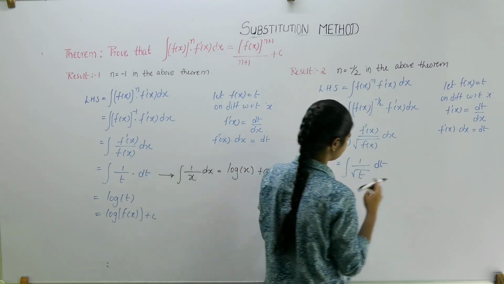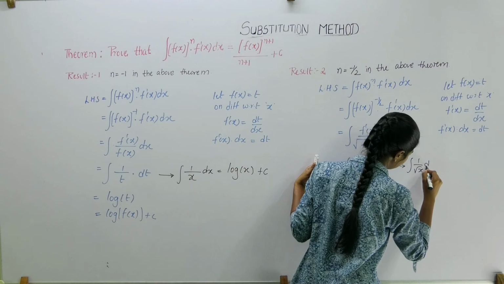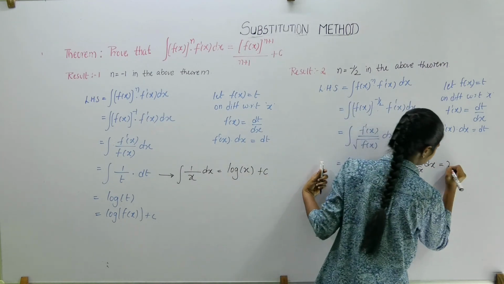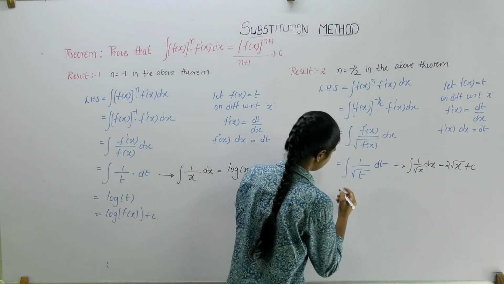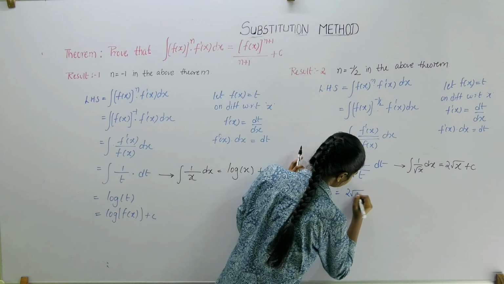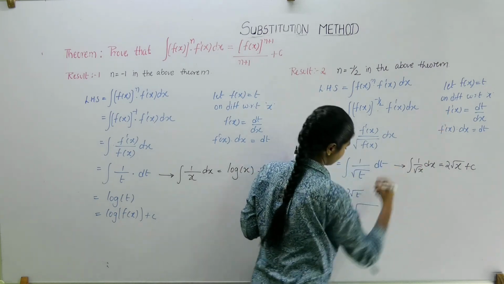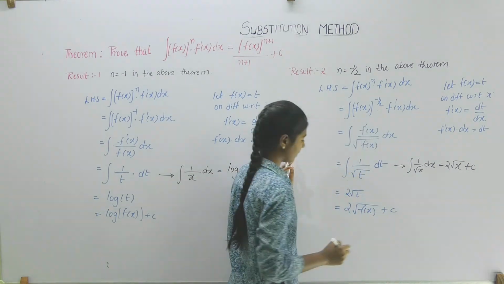Now this is in the form of integral 1 by root x dx. We know the formula for this, it is equals to 2 root x plus c. When we substitute it here, it becomes 2 root t. Now what is the value of t? It is f of x, 2 root of f of x plus c.